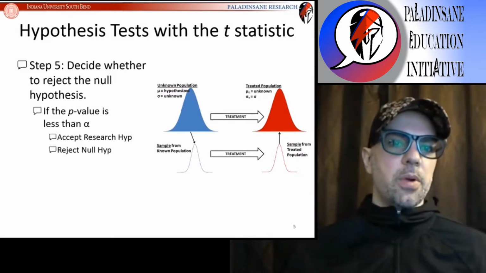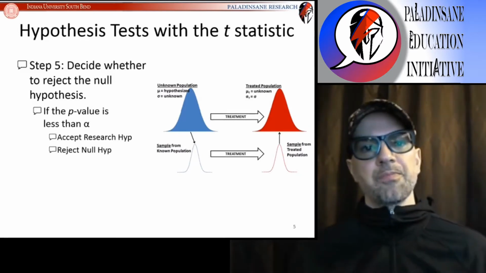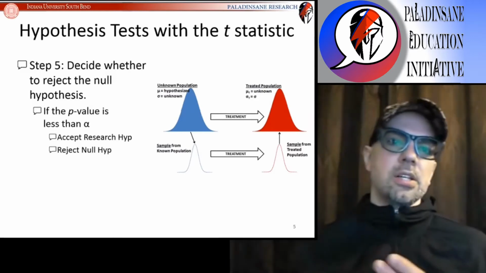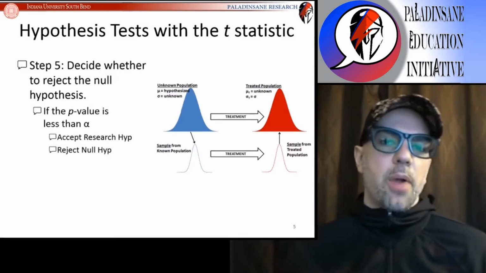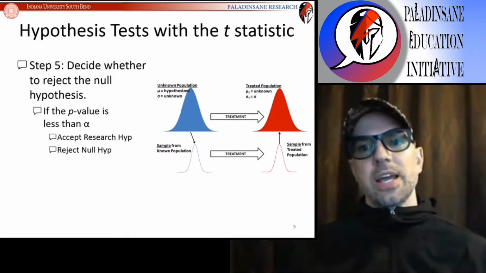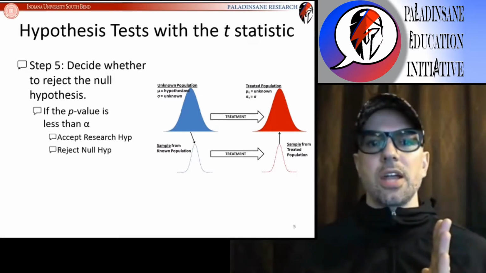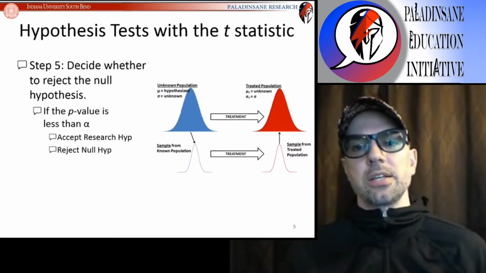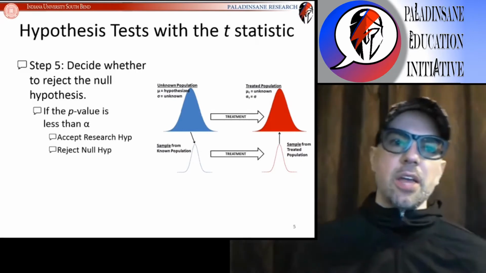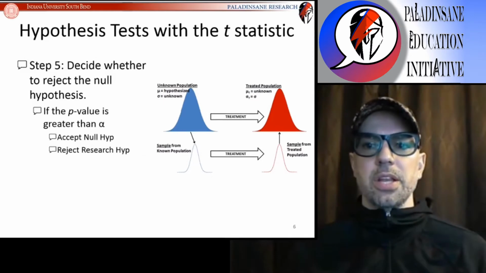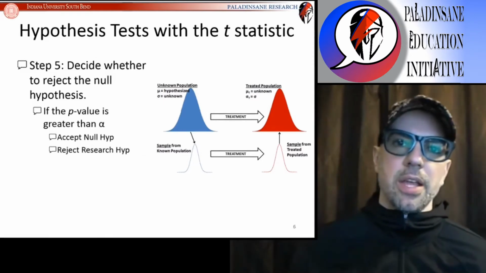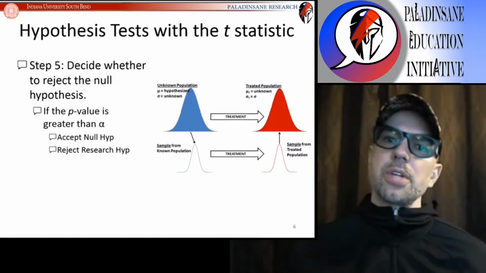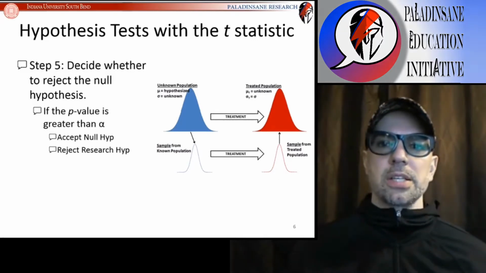So we came up with these two rules for when you decide whether to reject or accept the null hypothesis. If the p-value, the probability of your sample, is less than your alpha level, your line in the sand, then we accept the research hypothesis and we reject the null hypothesis. If, on the other hand, that p-value, the probability of your sample, is greater than your alpha level, your line in the sand, then we accept the null hypothesis and reject the research hypothesis.